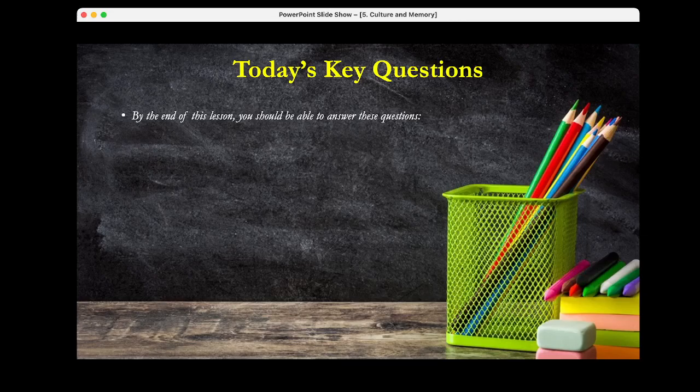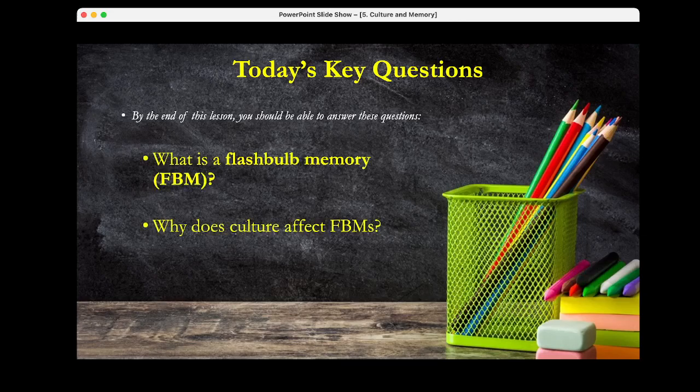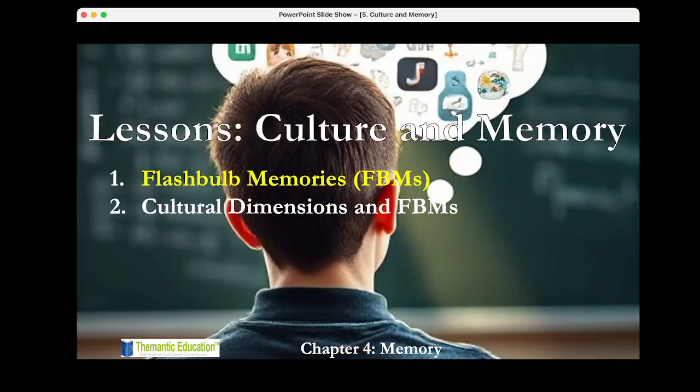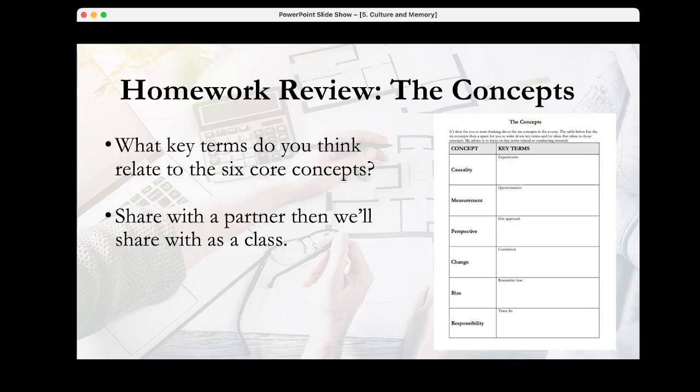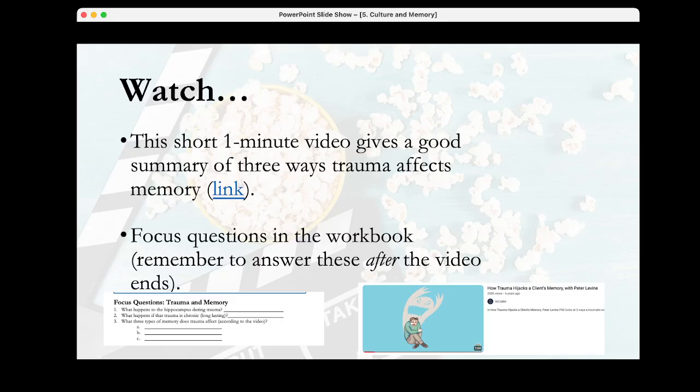So today we're going to look at flashbulb memories, and like all these topics, just knowing what a flashbulb memory is is the first step. The next one, why does culture affect FBMs? I mean, they don't really need to know that so much because we're going to get into that in the next lesson, specifically with cultural dimensions. All right, that's what we assigned for homework. What key terms could they come up with? And I would be encouraging students to think about research methods for the concepts.